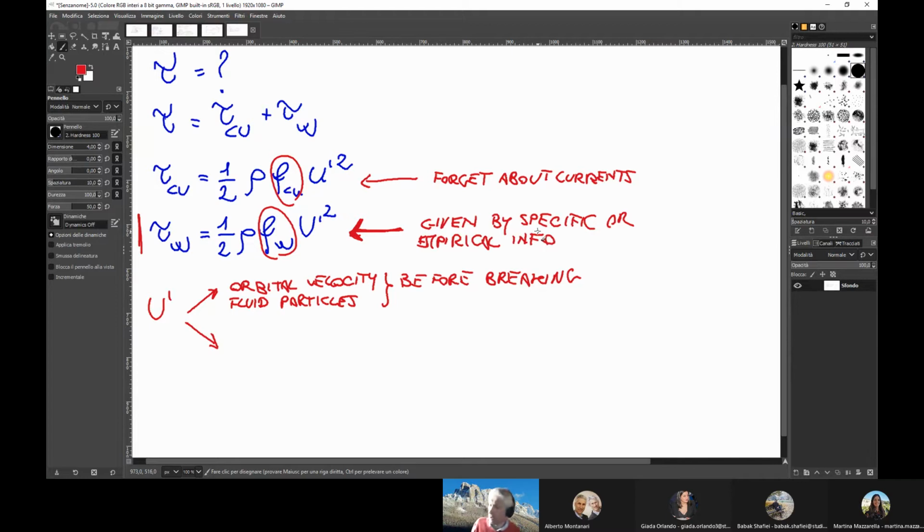Very good. So let's suppose that we have it. If we have this velocity, then we can estimate the shear stress. But we need to know what FW is. FW, let me draw another arrow here, is again given by empirical relationships.